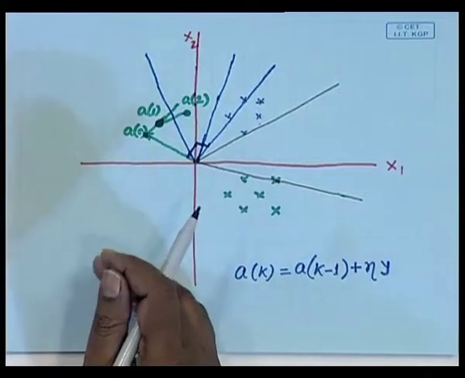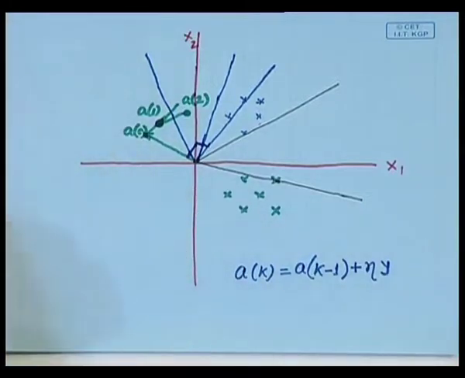So, effectively what I am doing is, in every pass I am pushing the weight vector in the direction of the misclassified sample by a certain distance. And while doing so, I am ensuring that this weight vector will be pushed into the solution region.